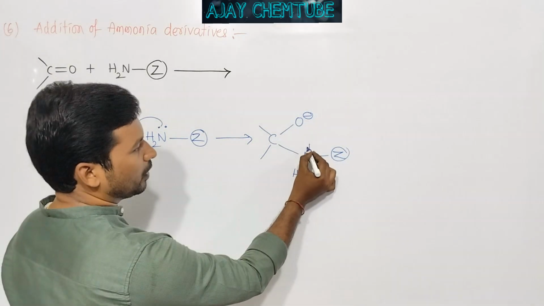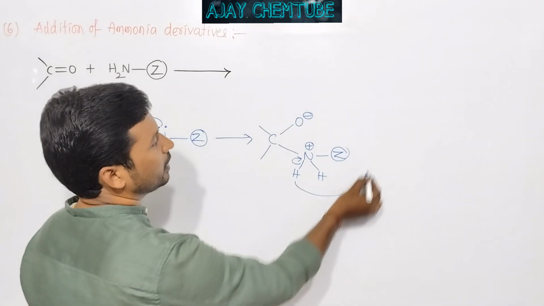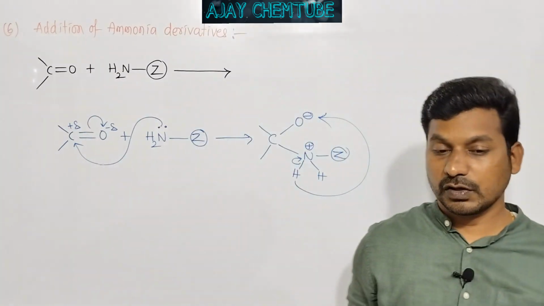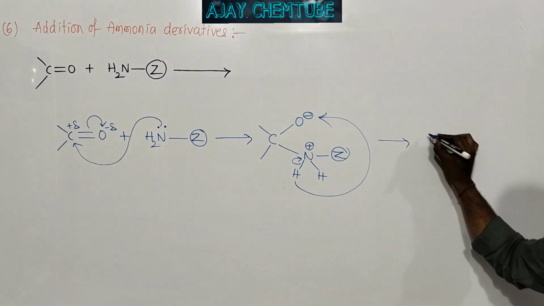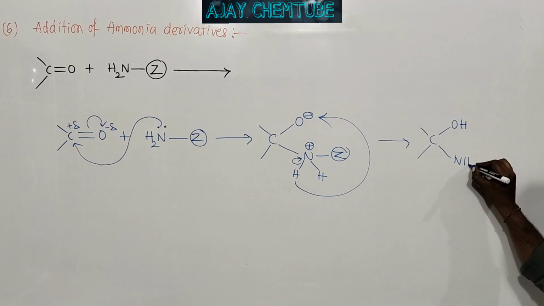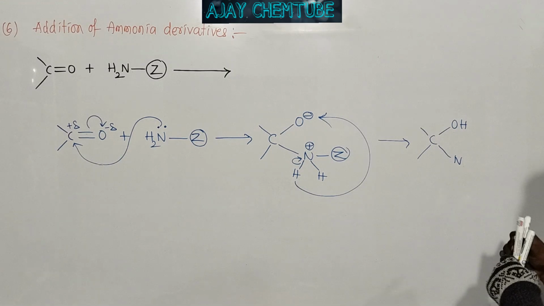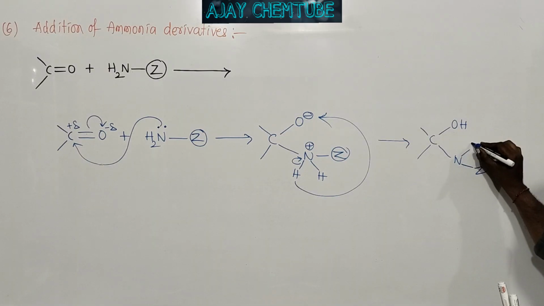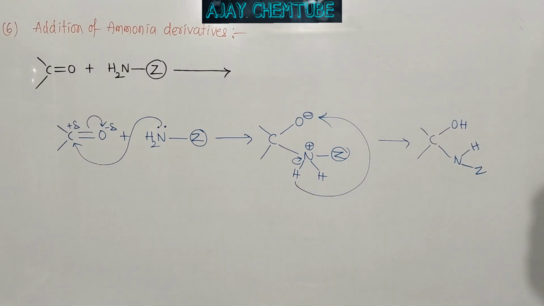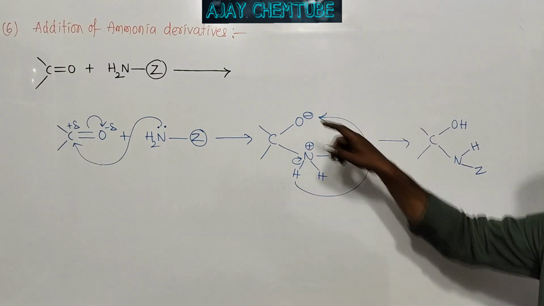Due to the presence of 4 bonds, this nitrogen takes electron, and H plus is eliminated here, and that H plus is added here. That forms carbon with OH, and this becomes NHZ. The reaction takes place. Clear or not? Yes, clear. Now I am writing this NHZ separately: NHZ is added, H plus eliminated, and that added here.